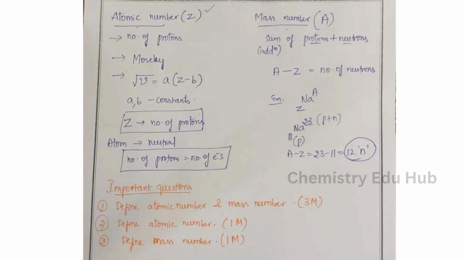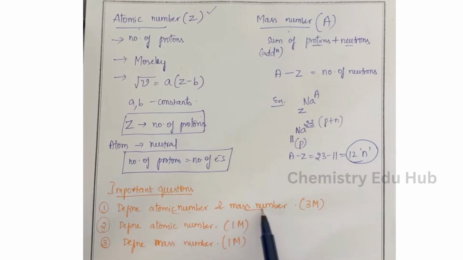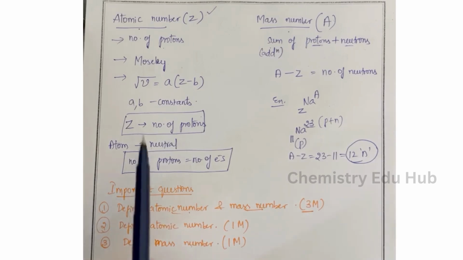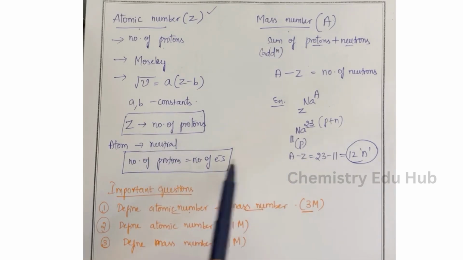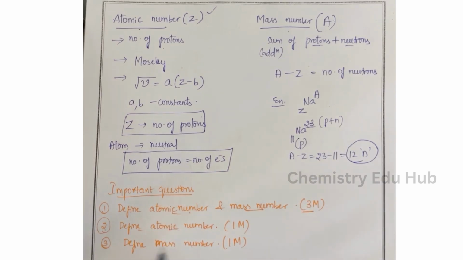Important questions from this topic are: define atomic number, define mass number, for 3 marks. You can write the above example with the definition and formula, and take one example to get the complete marks. Or they can ask you to define atomic number, and you can give the definition with an example. Similarly, define mass number, with an example. These can be for 1 mark.